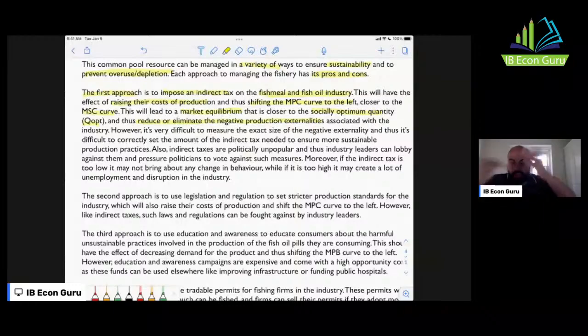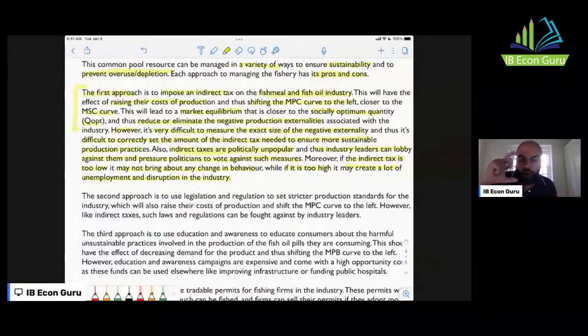However, here I'm starting to evaluate. You'll notice I explained the first approach, and then I'm going to counter argue. However, it's very difficult to measure the exact size of the negative externality, and thus it's difficult to correctly set the amount of the indirect tax needed to ensure more sustainable production practices. Also, indirect taxes are politically unpopular, and thus industry leaders can lobby against them and pressure politicians to vote against such measures. Moreover, if the indirect tax is too low, it may not bring about any change in behavior, while if it's too high, it may create a lot of unemployment and disruption in the industry.